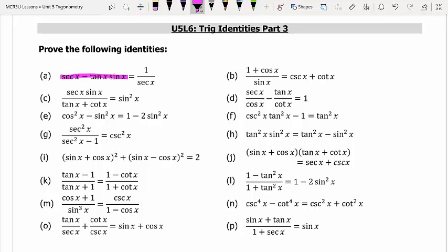Okay, so there's all things to look for, and then remember those fancier tricks like factoring, okay, or multiplying by 1 creatively to get a common denominator. Those are all things that you can think about when solving these trig identities.